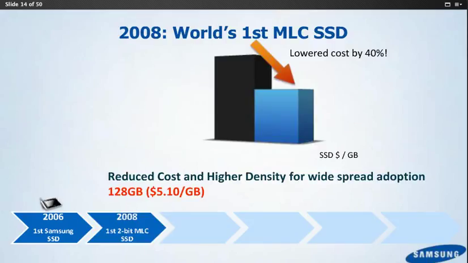In 2008, we basically launched the world's first MLC-based SSD. MLC stands for multi-level cell. Now you can carry 2 bits of information per memory cell. This basically increased density and capacity of the drive, as well as lowering costs. In fact, we lowered costs by about 40%. Now we were able to ship a 128 gigabyte drive at a cost of about $5.10 per gigabyte.